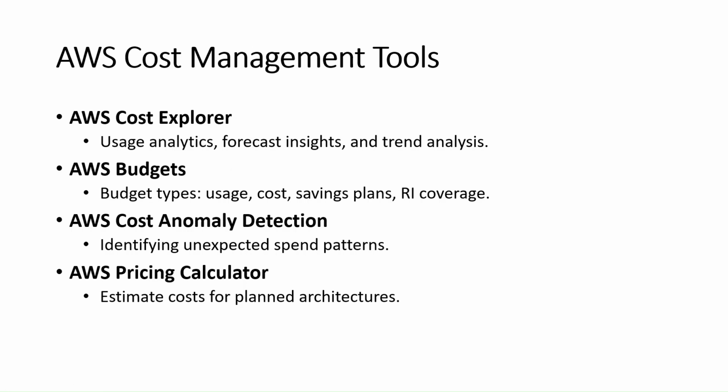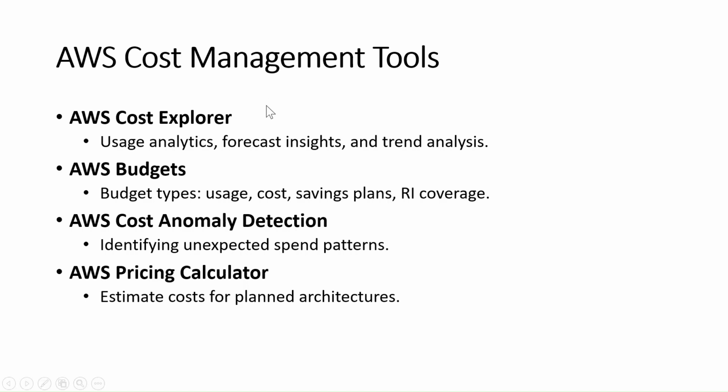There are four types of budgets: usage, cost, savings plans, and RI coverage. The usage budget helps you track how much of your resources you have used. The cost budget helps you monitor your spending and get notified before you hit your limit. And the savings plans budget ensures you're maximizing discounts by tracking how well you're utilizing them.